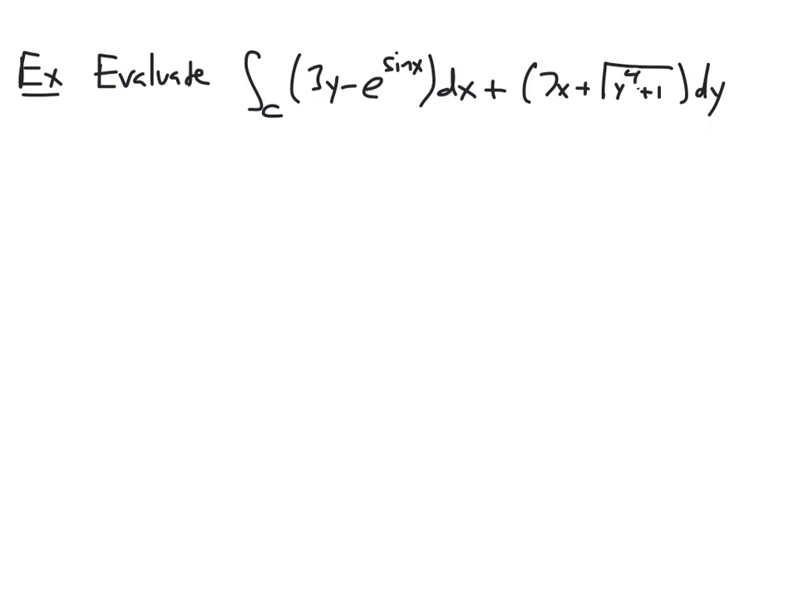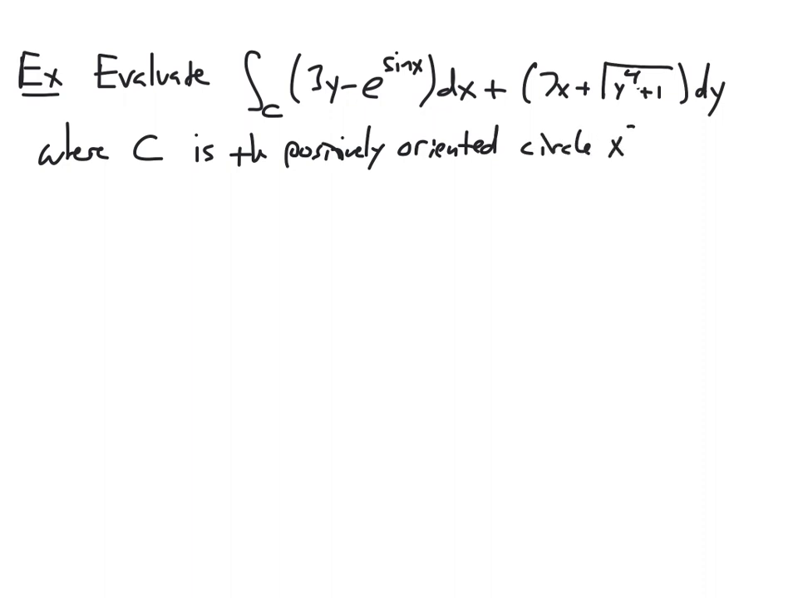So we have this function there, and we need to talk about the curve. C is the positively oriented circle x squared plus y squared equals 9, the circle centered at the origin of radius 3.